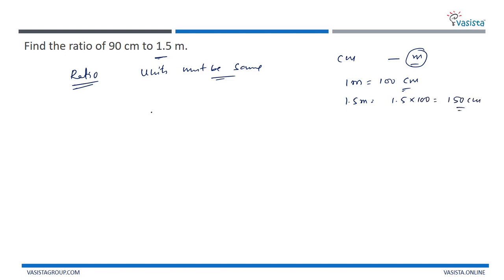Now you can find the ratio, that is 90 by 150. Simplified, 0 will be cancelled, that is 9 by 15. So now again 3 3s are 9, 3 5s are 15. The ratio of 90 centimeter to 1.5 meter is 3:5.